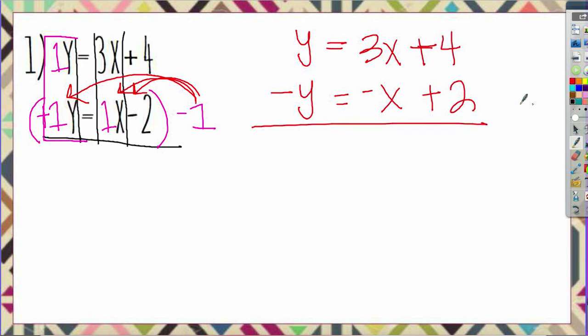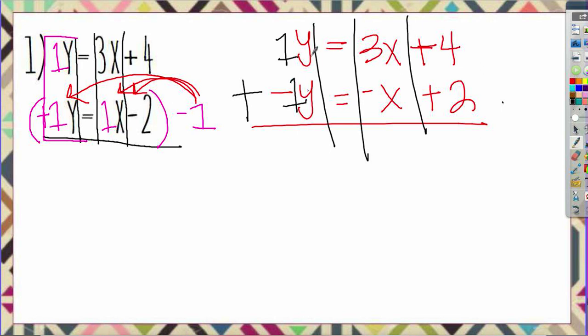So we made that happen. We chose that. It's not the only choice. It was just one of the wisest choices, the easiest choices. So we're still technically adding these two equations. They're still lined up. When I do a 1y plus a -1y, it cancels. So I don't have any y's left. So 0 equals 3x plus -1x leaves us with 2x. And a 4 plus 2 is going to give us a plus 6.